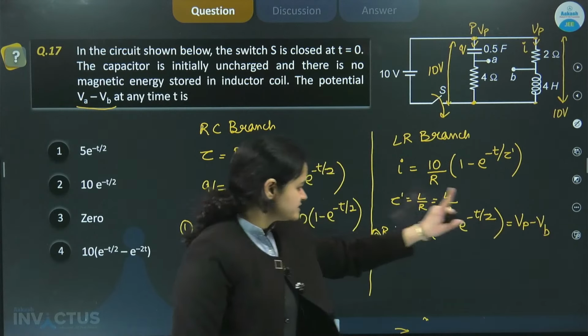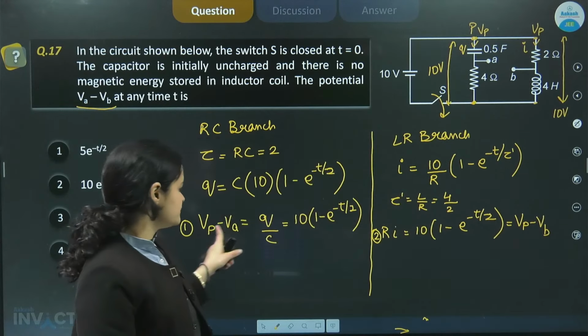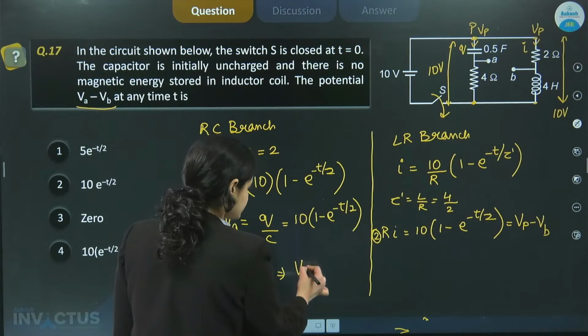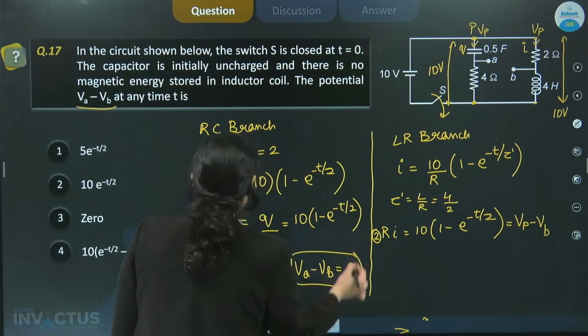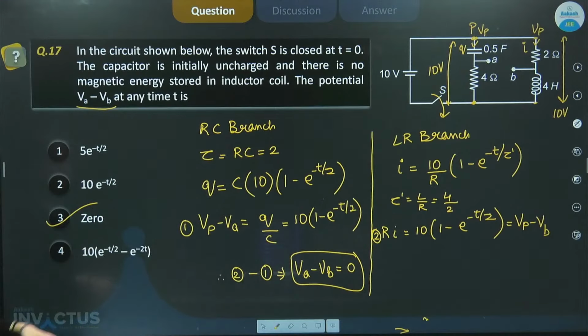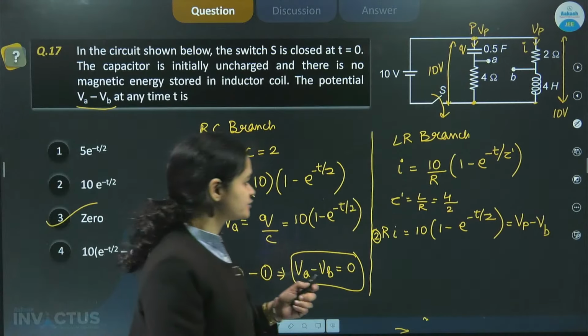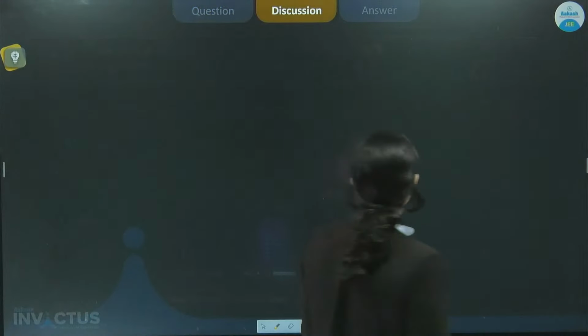So see, Vp minus Vb is coming from this, and Vp minus Va is coming from that. I am interested in Va minus Vb, okay? So I can subtract, therefore, equation 2 minus equation 1. Subtract these and you will get the answer as 0. So this is going to be Va minus Vb, which is turning out to be 0. Right, so the answer to this question 17 is going to be 0. Yes, this is the answer for question number 17.